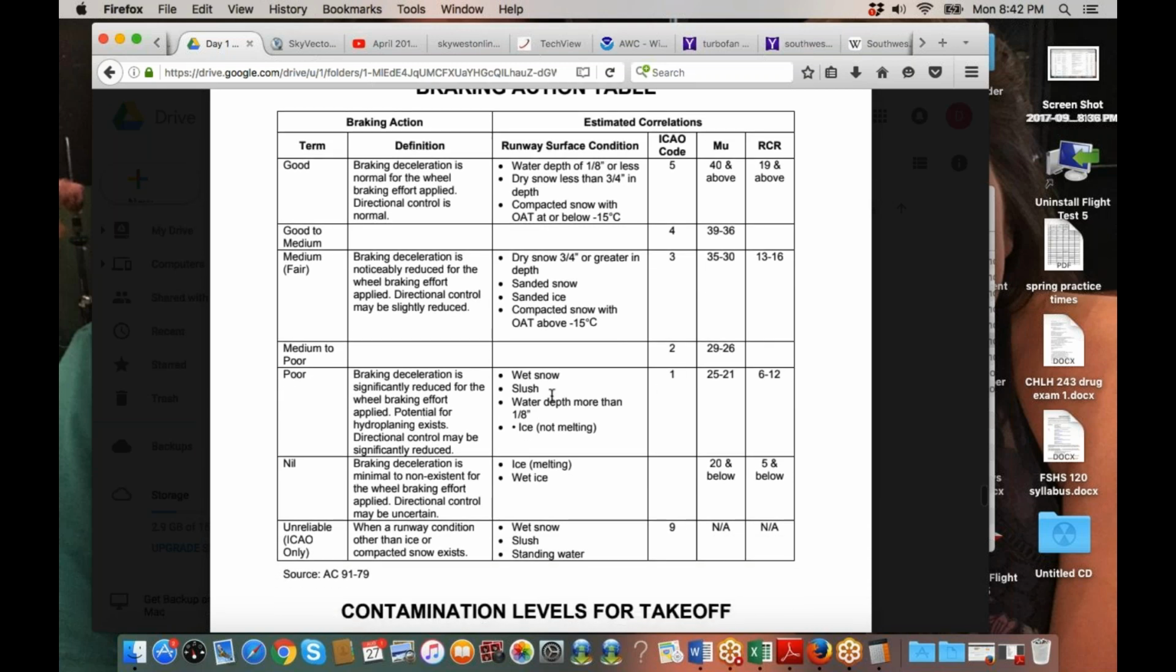2 is medium to poor, poor. Here we've got wet snow. Wet snow is pretty slick. Slush, that's real slick. Water depth of more than 1/8 of an inch. So now we could start looking at hydroplaning.